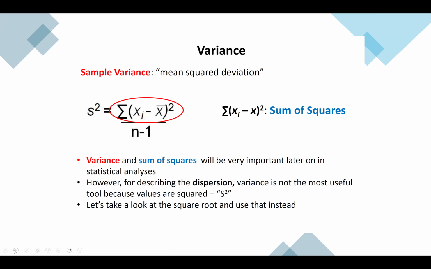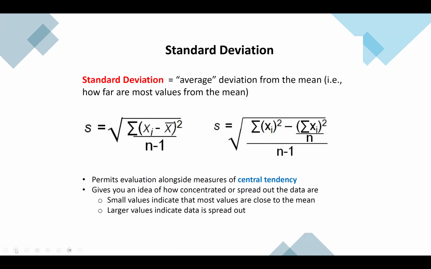Variance usually doesn't work very well because the values are squared, and so we end up taking the square root of something instead. That is another conversation, but you just need to understand what variance is. It's the mean squared deviation. Okay. And then standard deviation is the average distance from the mean.